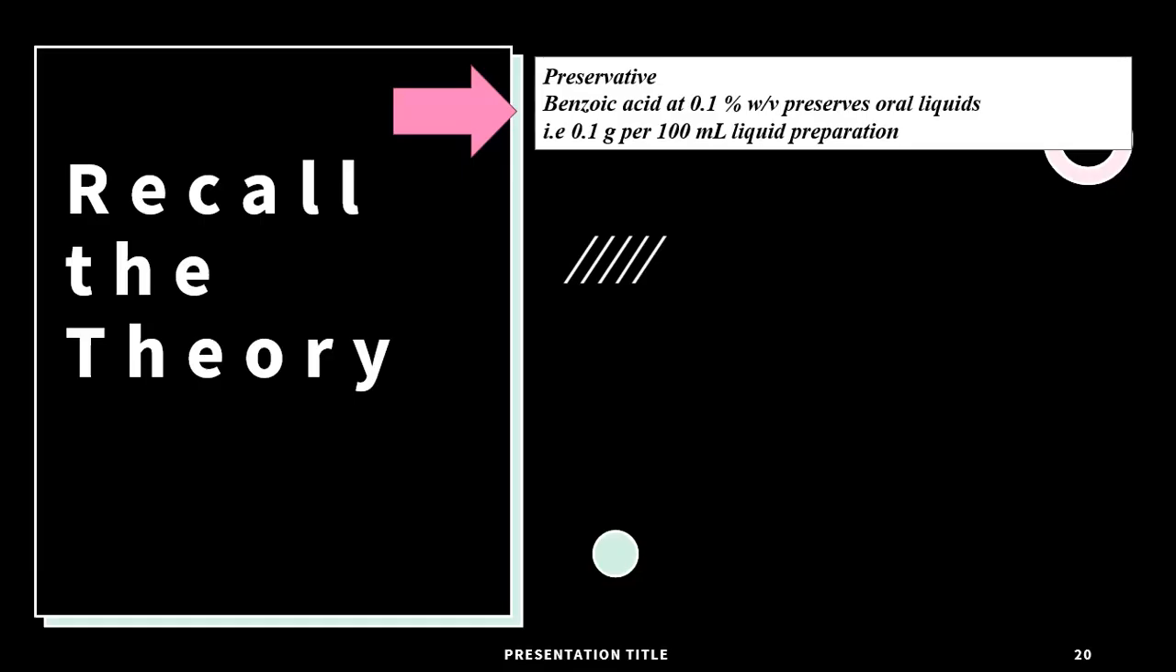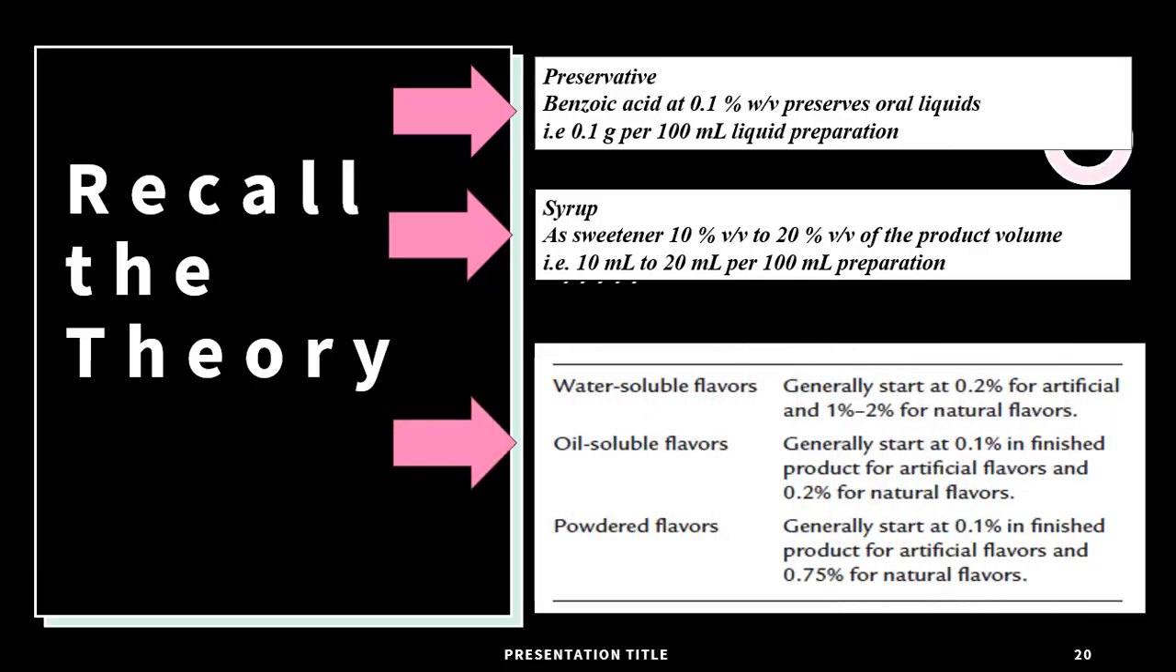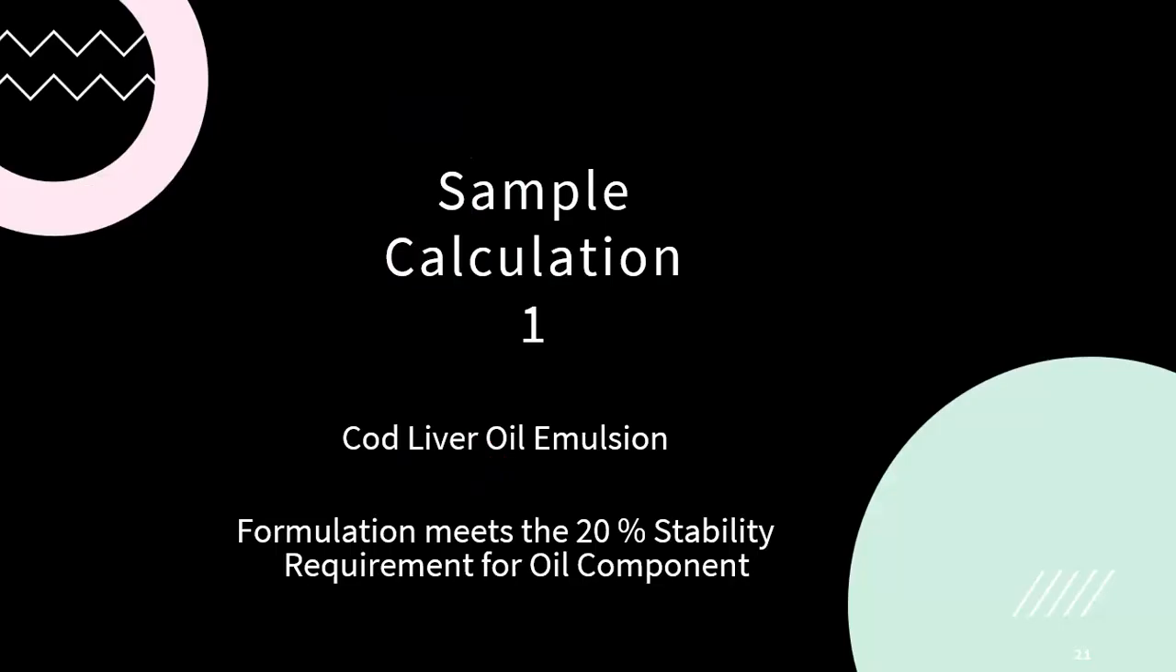Preservative, benzoic acid preserves any liquid at 0.1%, which means 0.1 gram for each 100 milliliter of preparation. Syrup we use at 10 to 20%. This means 10 milliliters to 20 milliliters if it's a 100 ml preparation. Flavors can range at 0.2% if it's artificial, and natural flavors 1 to 2%.